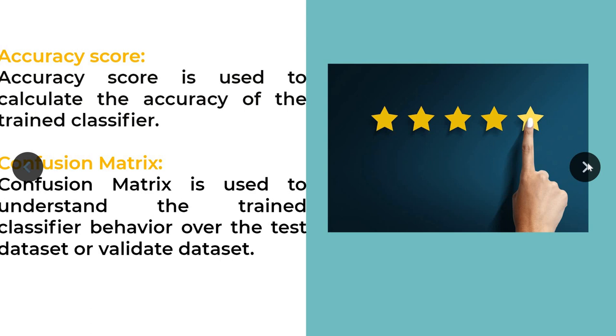Accuracy score. Accuracy score is used to calculate the accuracy of the trained classifier. Confusion matrix. Confusion matrix is used to understand the trained classifier's behavior over the test dataset or validation dataset.